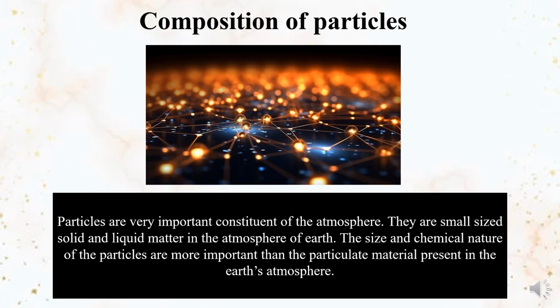Then coming to the composition of particles, particles are a very important constituent of the atmosphere. They are small sized solid and liquid matter in the atmosphere of Earth. The number of particles per unit volume of air varies from several hundred per cubic centimeter in pure air to more than 10^5 per cubic centimeter in polluted air. Their size is in the range of 0.1 to 10 micrometers. The particulate mass level ranges from 10 microgram per meter cube in clean air to 60 to 2000 microgram per meter cube in polluted urban areas.